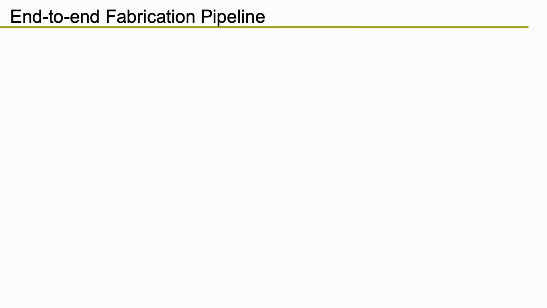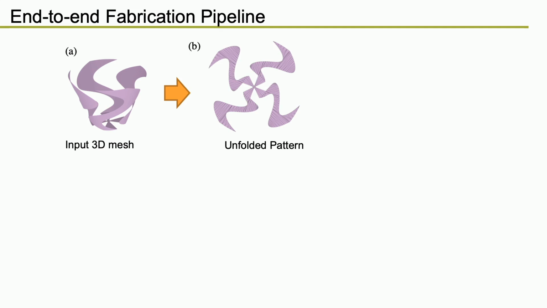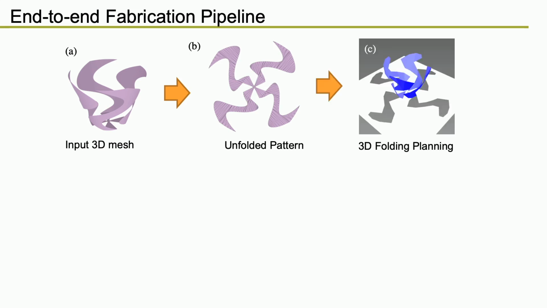Here we give an overview of the end-to-end fabrication process developed in this work. Given a 3D mesh of the target structure, we unfold and optimize the mesh into a 2D pattern. Then we plan the folding motion, which brings the 2D shape to 3D under the constraints of laser forming. The motion is also simulated and verified.